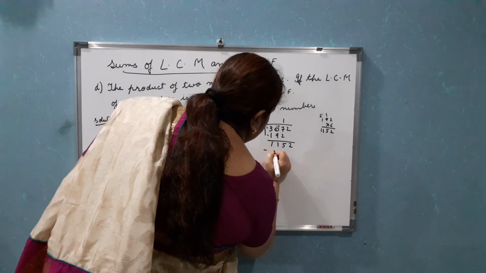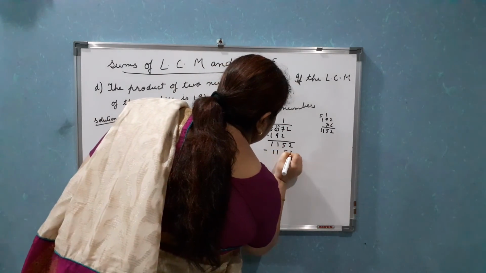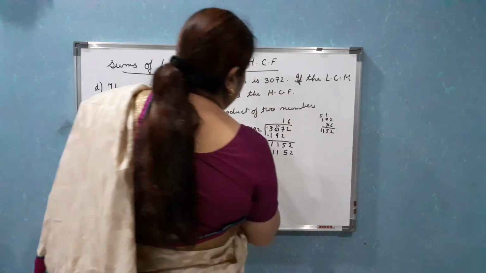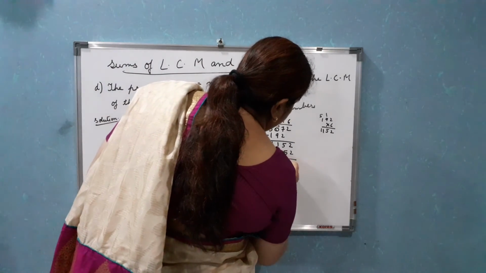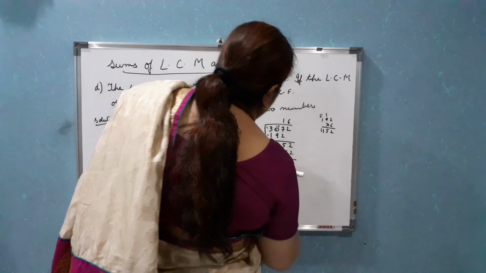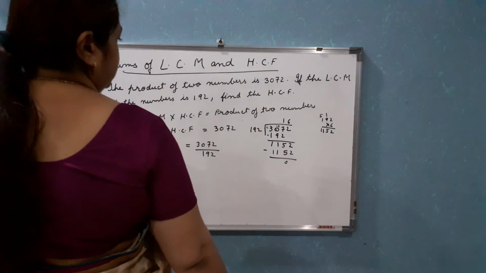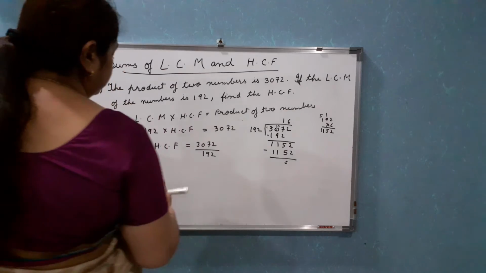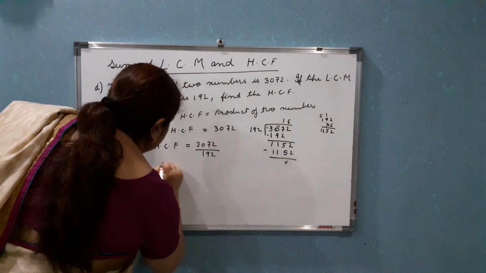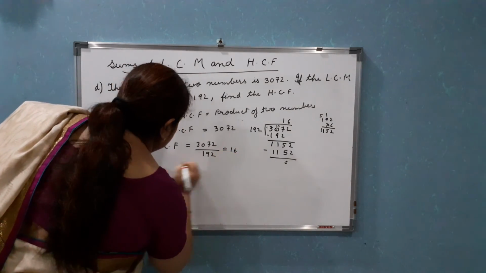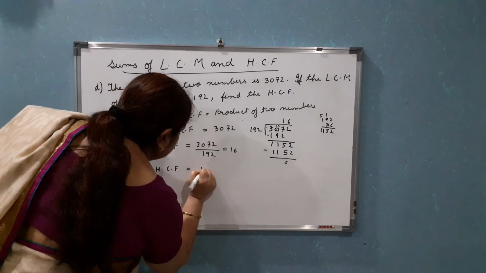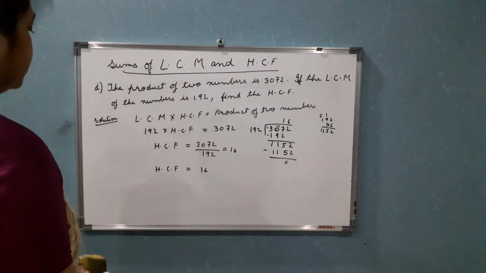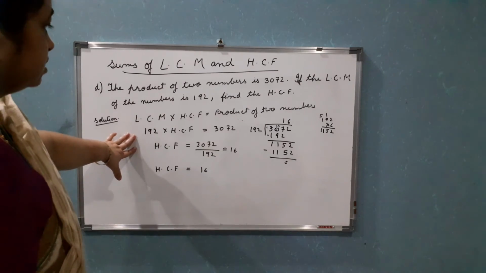Oh sorry, here 6. 192 into 6 will be 1152. Okay. So how much you will get? HCF is 16, equal to 16. So HCF will be 16. Okay. So I have completed this one.